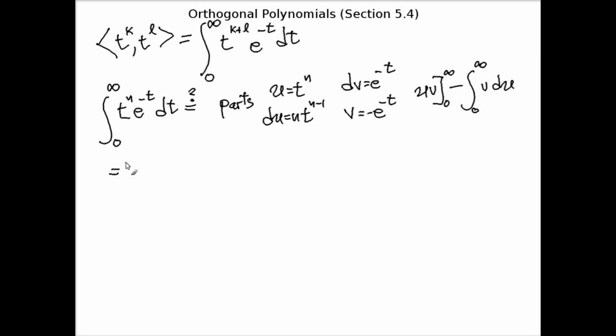which gives you, let's see, uv is minus t to the n e to the minus t from 0 to infinity, minus the integral of v du, so you get minus the integral of nt to the n minus 1 times minus e to the minus t dt.